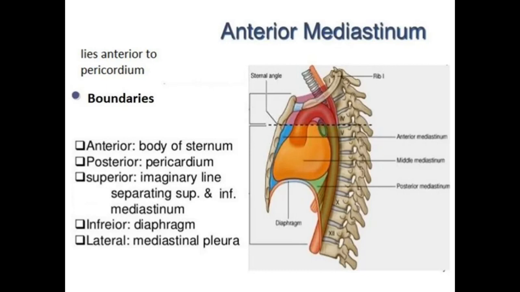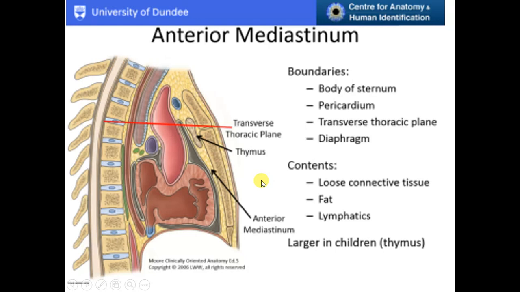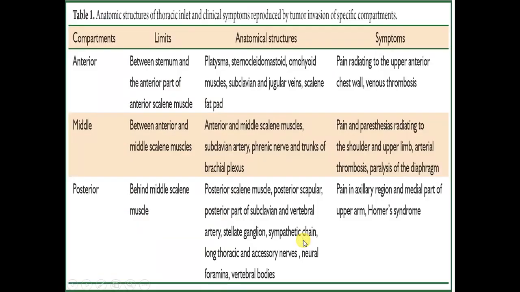Anterior mediastinum: you can see the body of the sternum, the pericardium, the sternal plane above, below is the diaphragm, and lateral is the mediastinal pleura. Loose connective tissue, fat and lymphatics will be there.